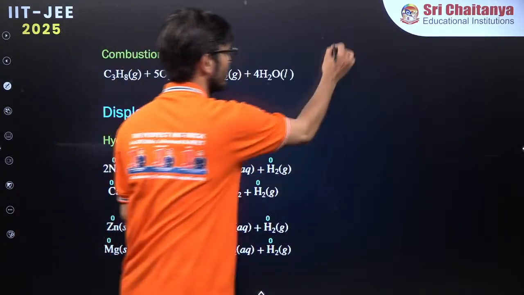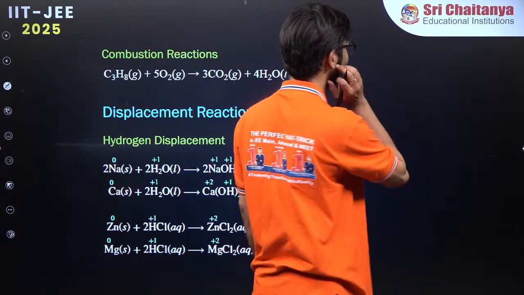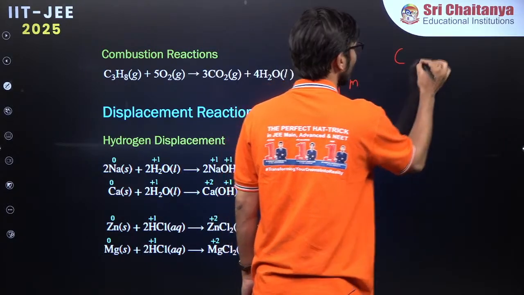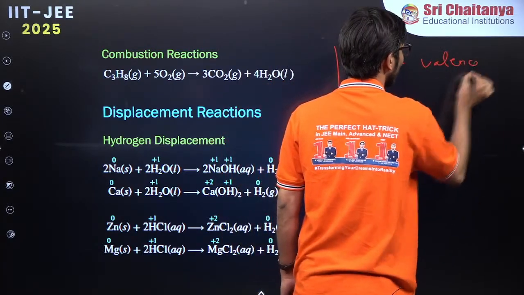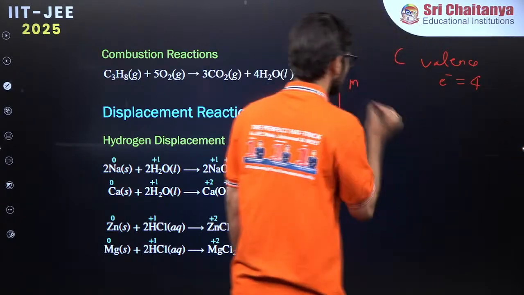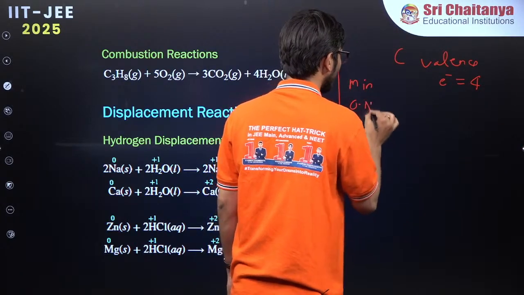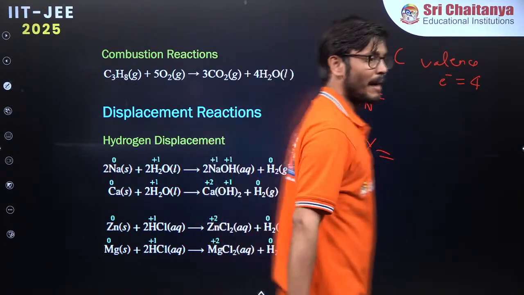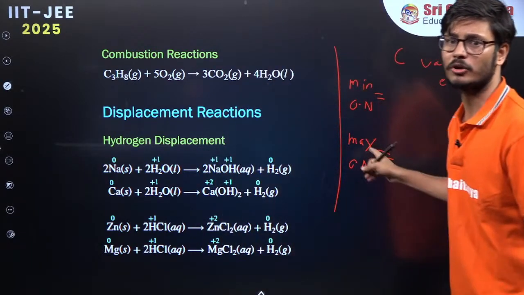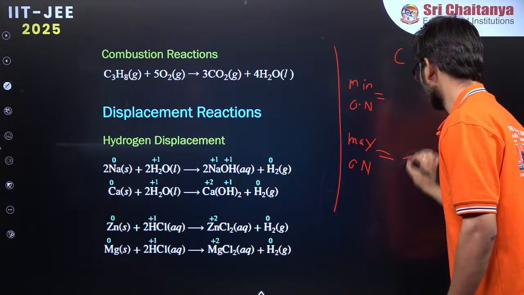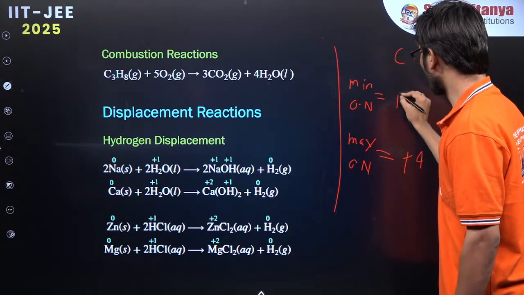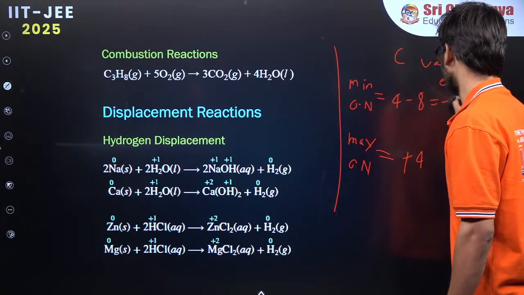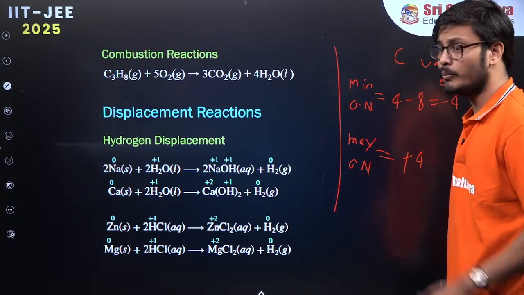I can take more examples. Let us say, you tell me any atom, carbon. Let us talk about carbon. What is the carbon ka valence electron? Carbon ka valence electron is equal to 4. So what is the minimum and maximum oxidation number? Maximum oxidation number is the number of valence electrons. What is the number of valence electrons? 4. So this will be plus 4. What is the minimum? 4 minus 8. Valence electron minus 8. What is it? Minus 4.